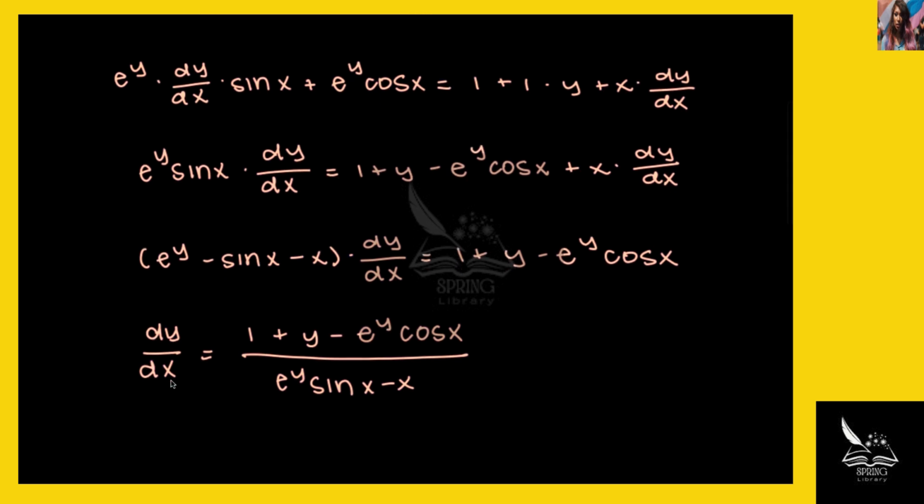So we'll get dy dx equals 1 plus y minus e to the y cosine x all over e to the y sine x minus x, and that is our derivative.